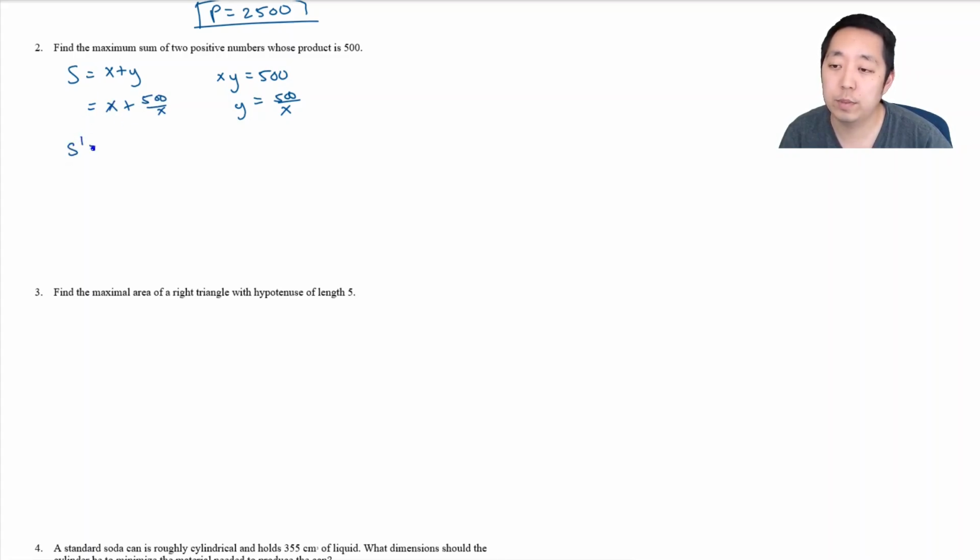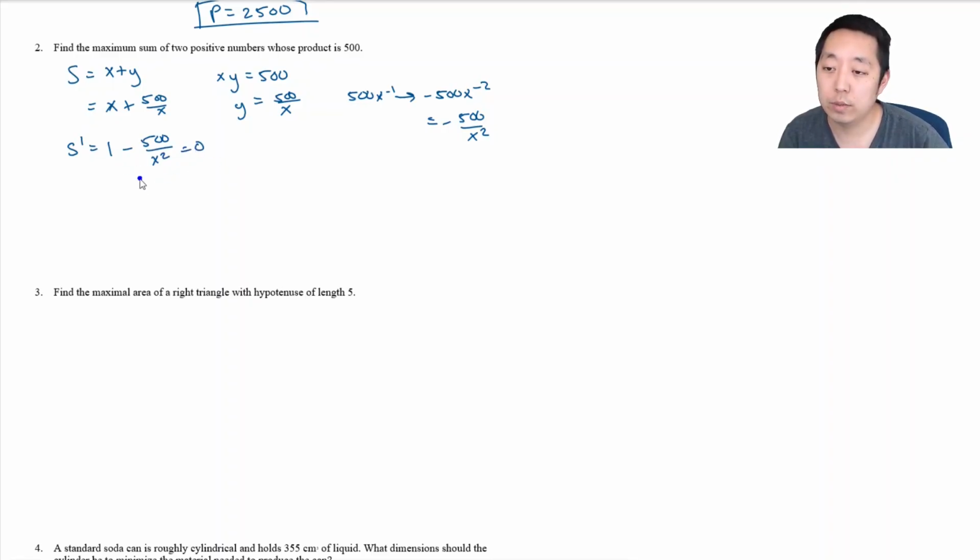And so s prime, the first derivative, is going to be 1. And then 500 x to the -1, the derivative of that would be -500 x to the -2, which is equal to -500 over x squared. So this is going to be 1 minus 500 over x squared is equal to 0. So I rearrange this.